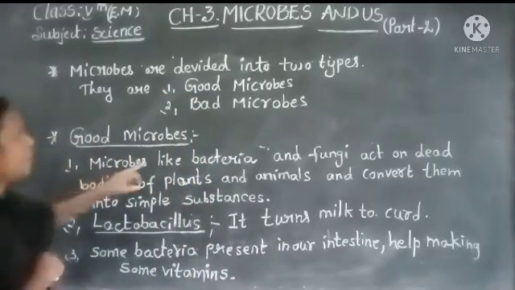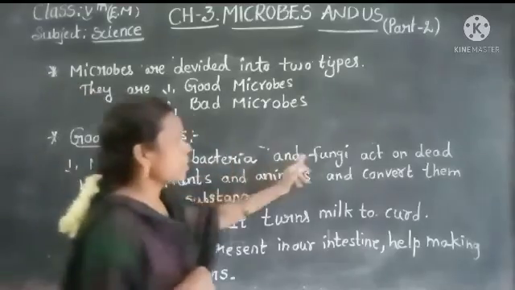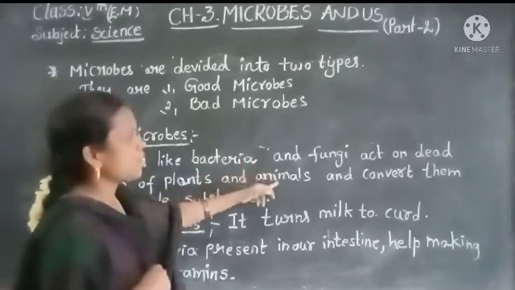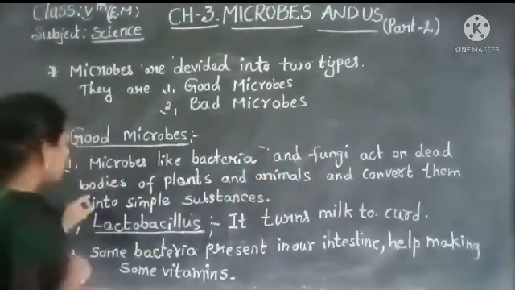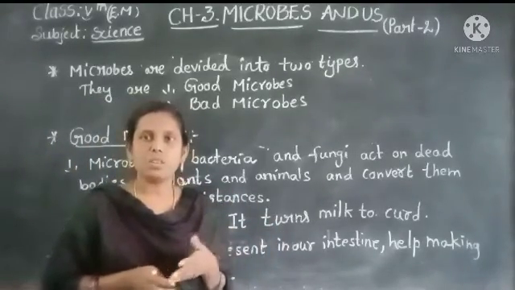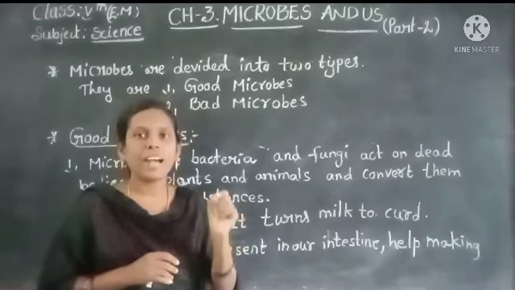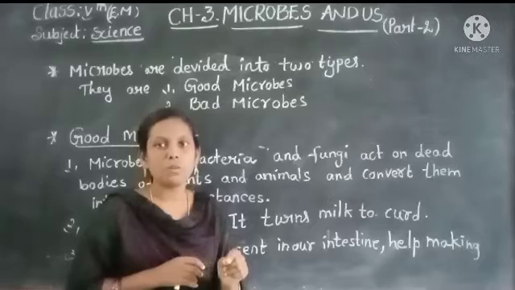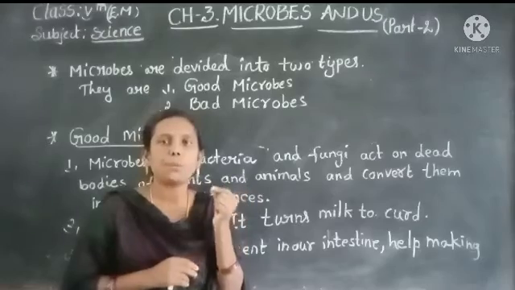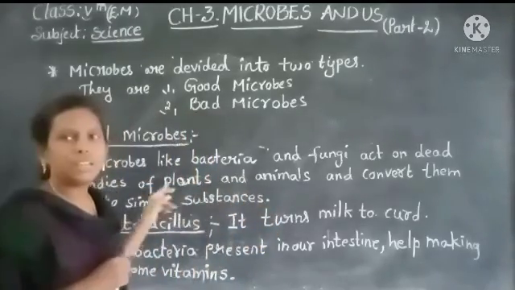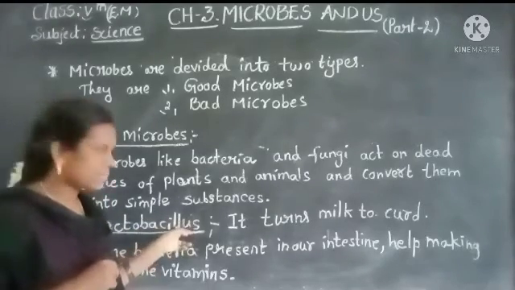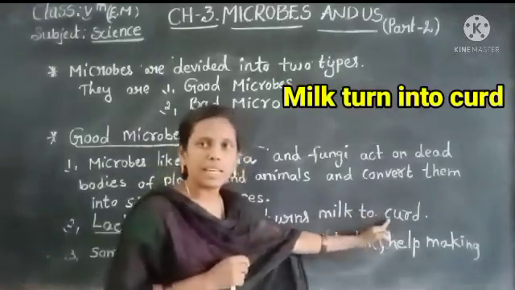Good microbes. Microbes like bacteria and fungi act on dead bodies of plants and animals and convert them into simple substances. This means the fungus lives on the body surface of plants and animals and breaks it into small particles, called simple substances. Next one, Lactobacillus. This is one of the bacteria. It turns milk to curd.